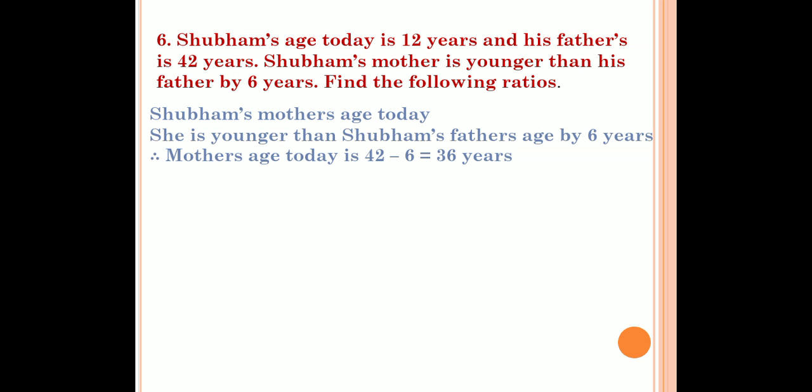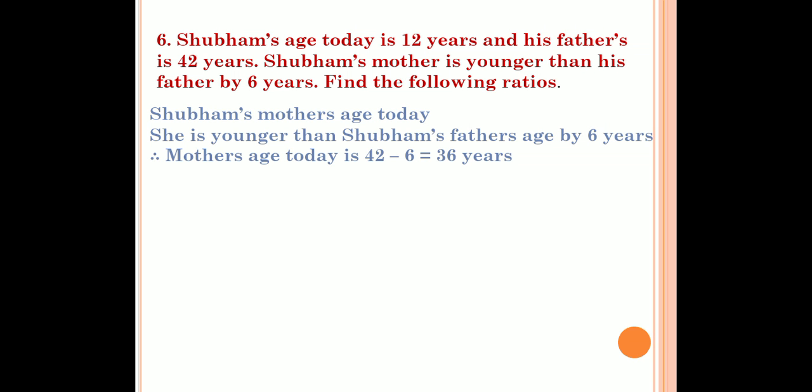So now Shubham's mother's age today. She is younger than Shubham's father's age by 6 years. It has been given in the question. Therefore, mother's age today is 42. Now what is 42? 42 is the father's age. Now minus 6. Why minus 6? Because in the question it is given that Shubham's mother is younger than the father by 6 years. So younger than the father means you will minus 6. So 42 minus 6 is equal to 36 years.